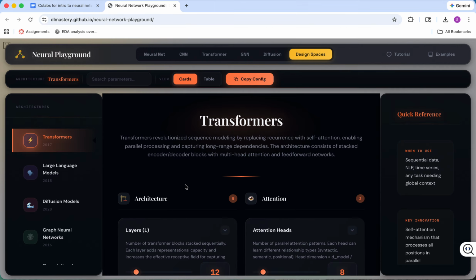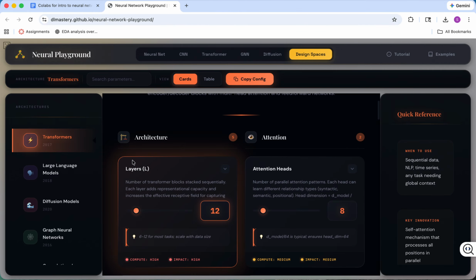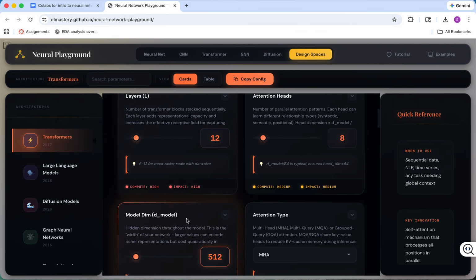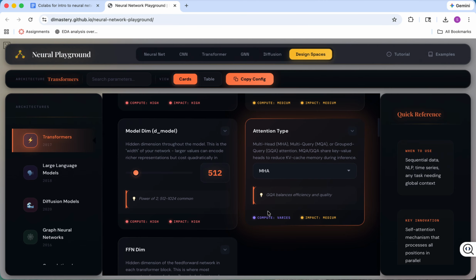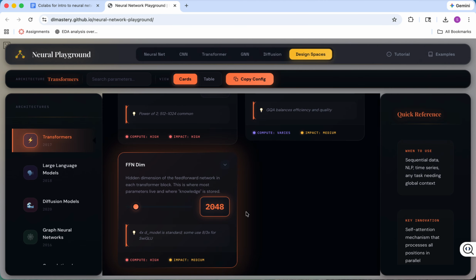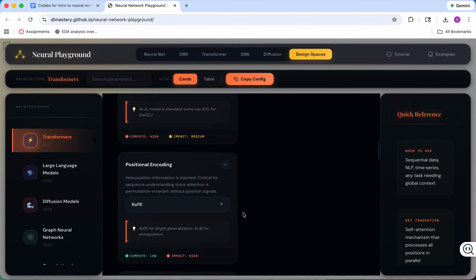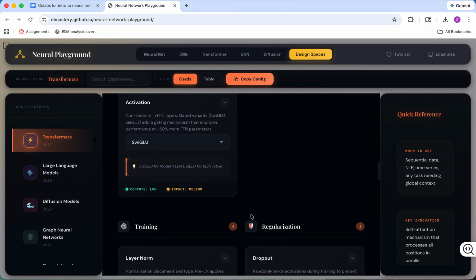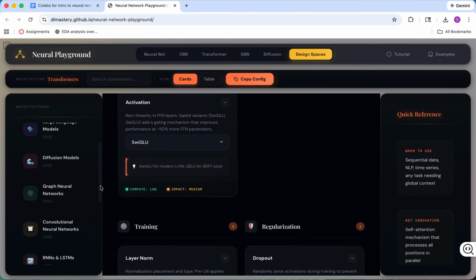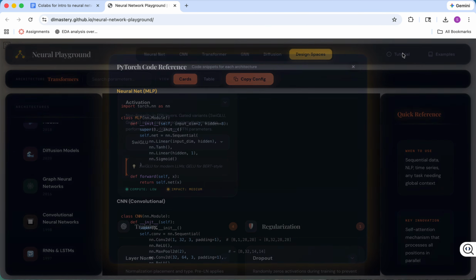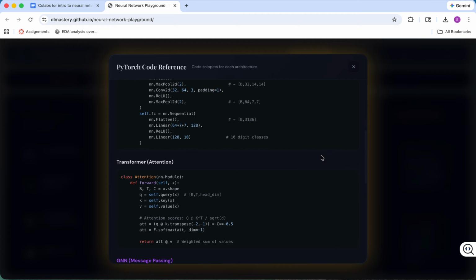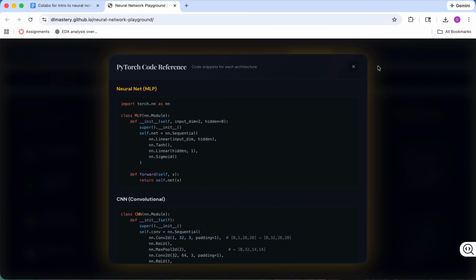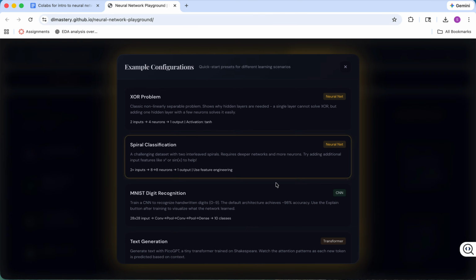Another interesting part of the website is the design spaces section. This area gives a broader comparison of different architectures and helps us understand when a particular model is useful. So instead of focusing only on training details, this section is more about understanding the bigger picture, like what makes one architecture different from another, and where each one is commonly used. The website also includes code reference and example configuration. This is very useful for students because it connects the visual explanation with practical implementation.